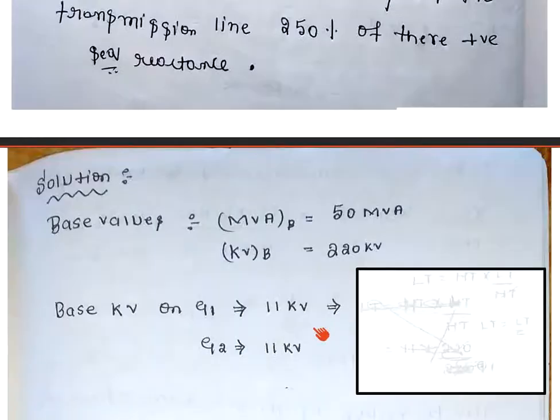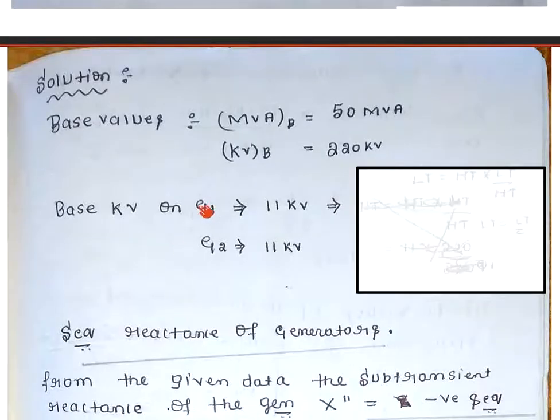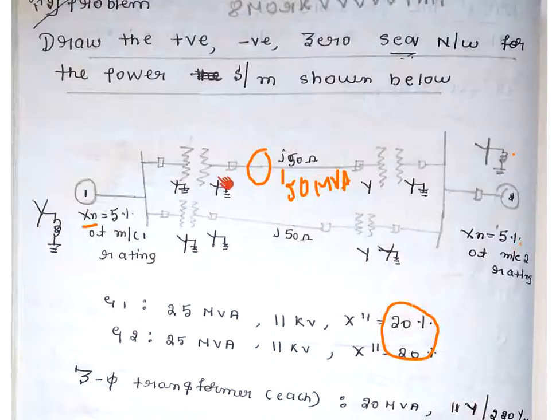Now we will solve. First we need to convert these to normal reactances. So the base value is 50 MVA, 220 kV. Now the base kV of generator 1 is 11 kV, and generator 2 is 11 kV. How is it 11 kV? How will you find the base kV on this side? It has been given in the question on the higher side: this 220 kV has been given, right? So I want the 220 kV from the lower side.